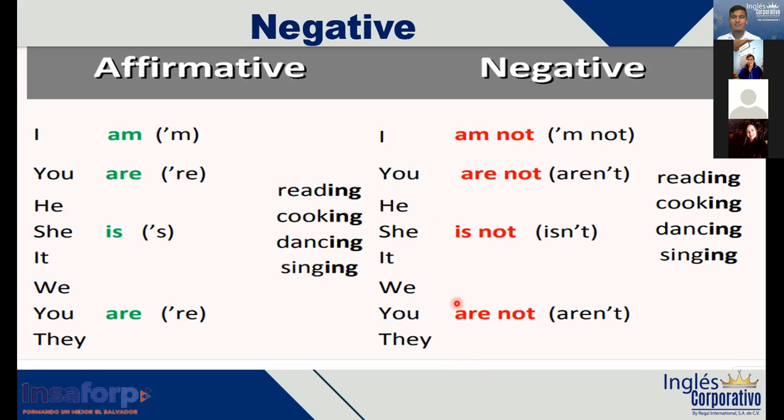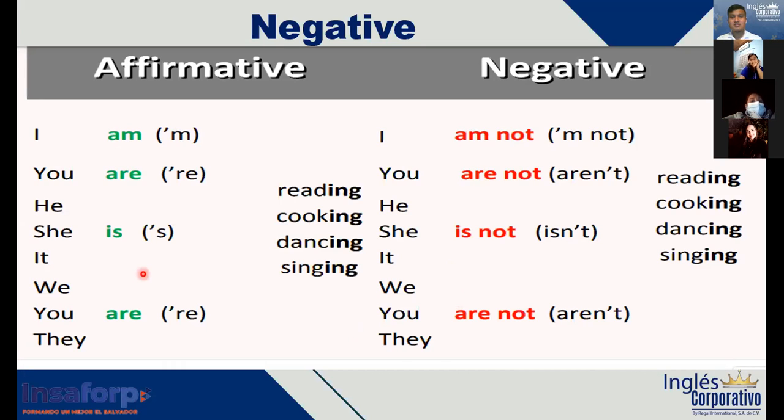She is not reading. She is not cooking. She is not dancing. She is not singing. We are not reading. We aren't. Remember the contraction. We aren't reading. You aren't reading. You aren't cooking. You aren't dancing. You aren't singing. Okay, thank you very much.